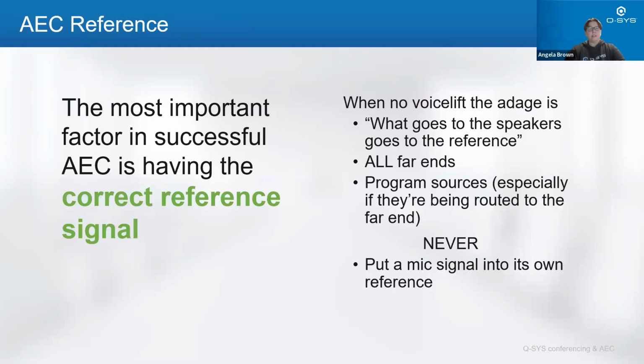All right, our AEC reference. We've talked about it a lot. I always start out telling people, if your reference is what's coming out of the speakers, that is your best place to start. What goes to the speakers goes to the reference, which means that basically we're giving the echo canceller a blueprint of, hey, this is the stuff coming out of this speaker and coming right down to your microphone. Take that out. So you almost can't go wrong.